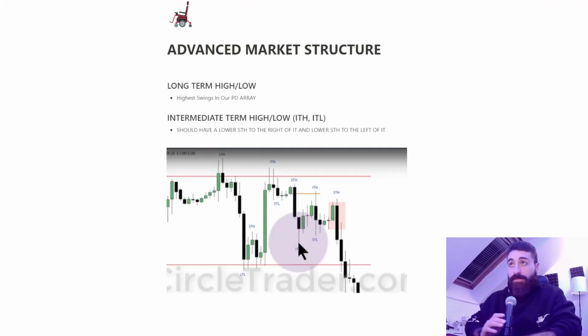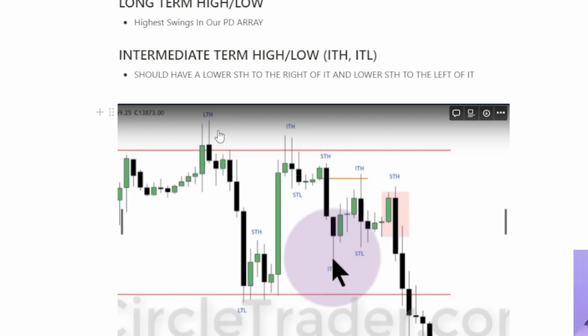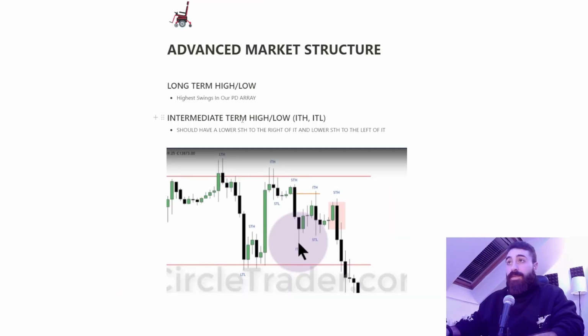The first thing we have to understand is a long-term high and a long-term low. It is the highest swings in our PD array. In our example right here, it is the highest swing high and the highest swing low. Intermediate term high and low, this is the point where ICT focuses so much on, and this is one of the most important things to understand. We're gonna go through this in detail.